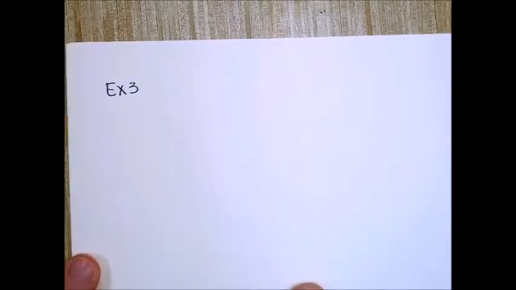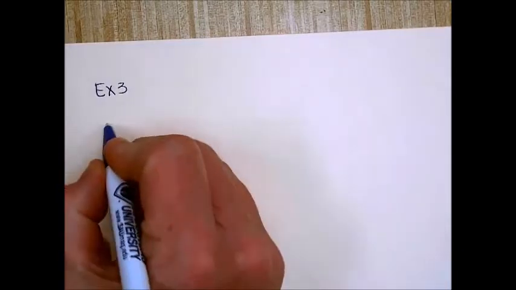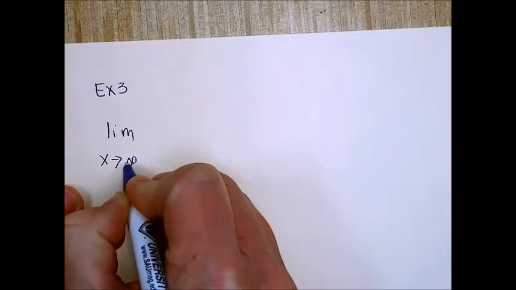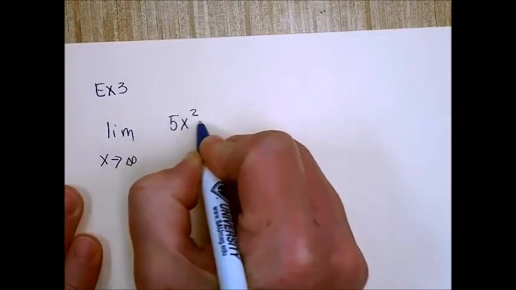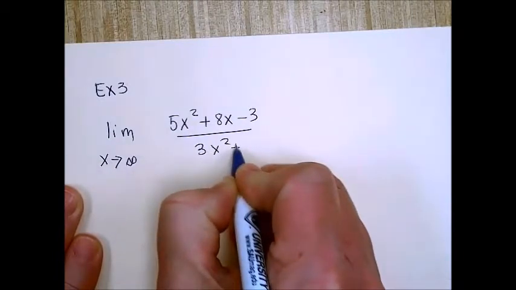Limits at infinity of rational functions. This is going to be similar to what we studied when we did our asymptotes. So we're going to look at example 3. Example 3, still on page 88, says these examples illustrate what happens when the degree of the numerator is less than or equal to the degree of the denominator. So let's look at this one. It says the limit as x approaches infinity of 5x squared plus 8x minus 3 over 3x squared plus 2.